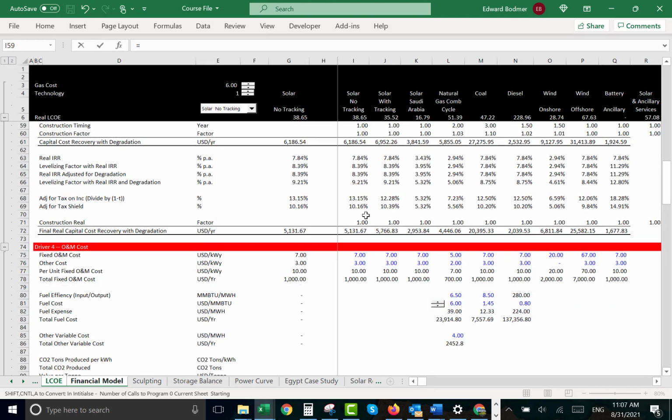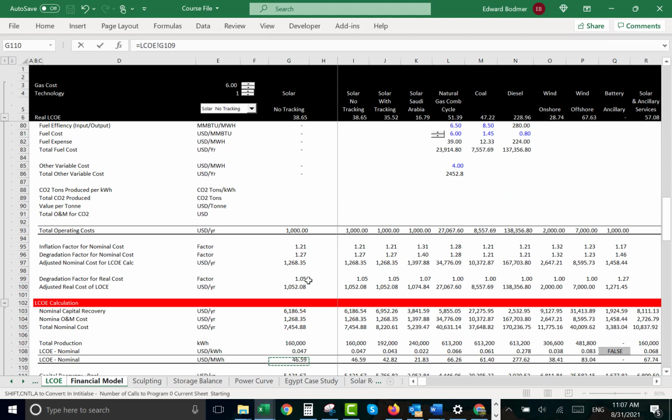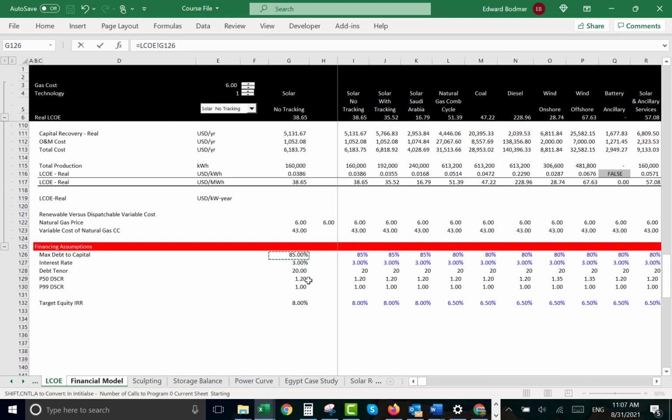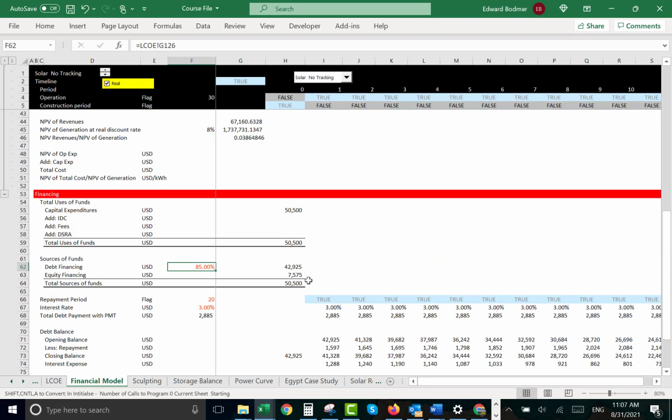And then we can put the debt amount in with the assumed debt to capital, but that might not be the amount of debt, because it's very possible that we're going to be constrained by the DSCR. So let's start with that just to get the mechanics of everything down.